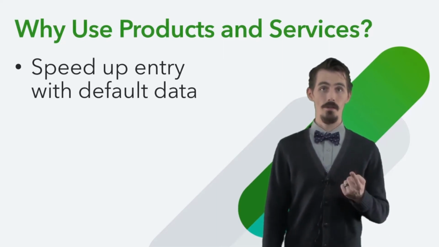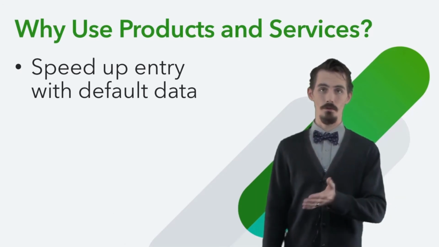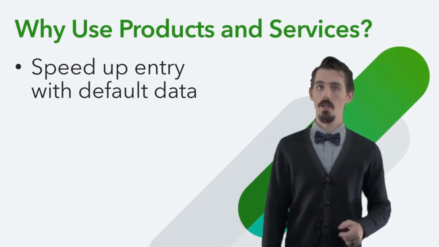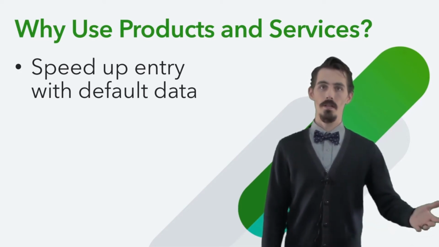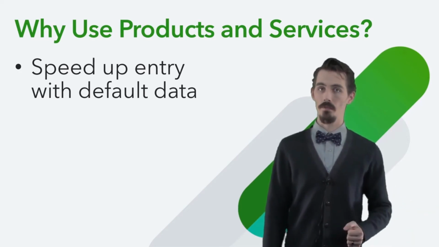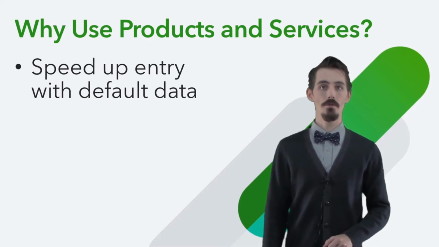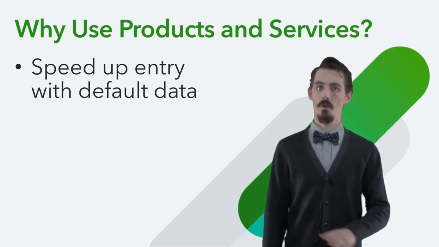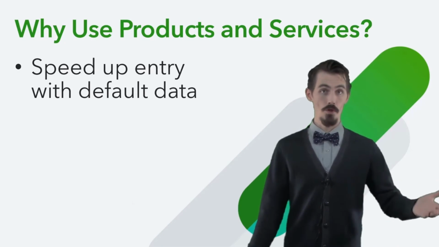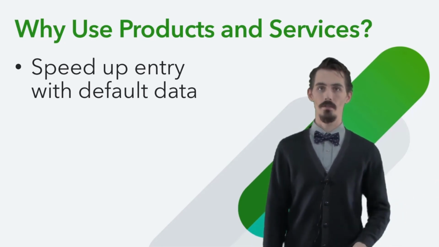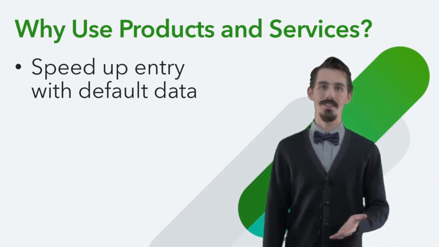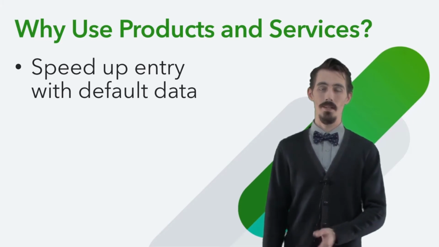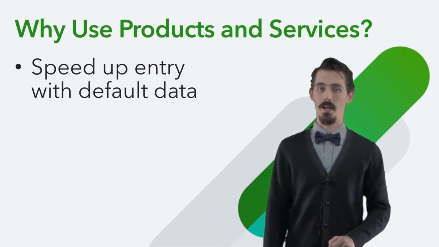The first advantage is when you set up the product or service, you can assign a default description and sales price. Now, whenever you record an invoice and use that product or service, QuickBooks enters the description and the price for you automatically. You can still change these on individual transactions, but you can have consistent descriptions and pricing, and this will save you a lot of time.